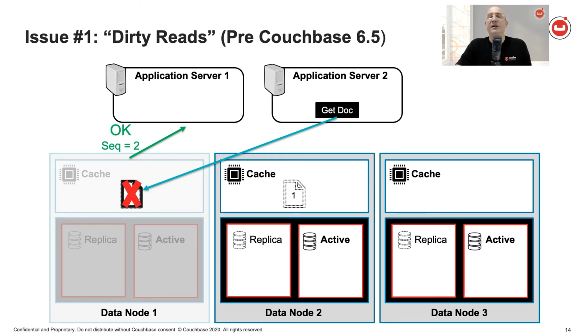Couchbase will initiate a failover process in which it will promote the replica to become active. But that replica holds the former version of the document. So in fact, application server 2 read a version of the document that should have never existed. That scenario is called a dirty read scenario.